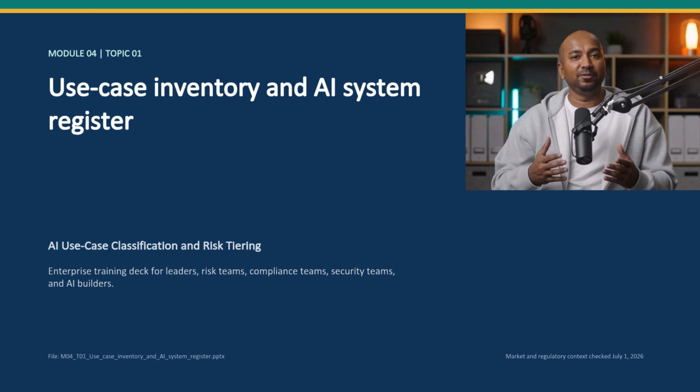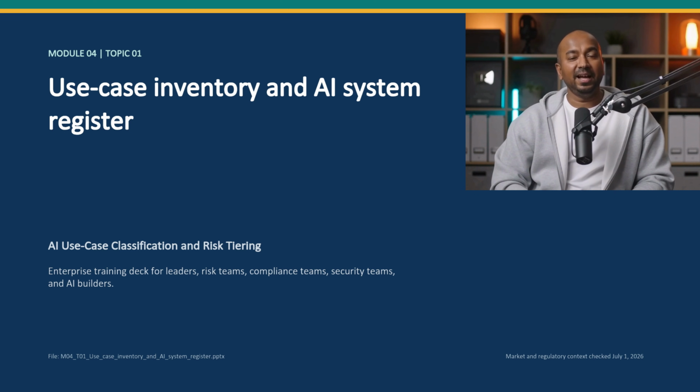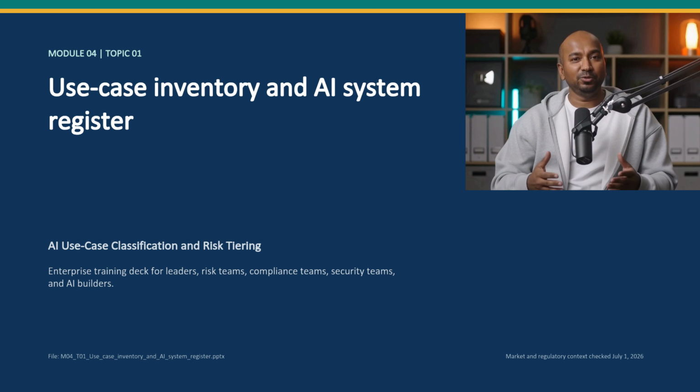The main question for this topic is simple. How does use case inventory and AI system register change the way an enterprise makes decisions, assigns accountability, operates controls, and proves that the controls worked? As we go through the slides, listen for the movement from idea to execution. We will start with the concept, then move through risks, workflow, tools, implementation, and a short classroom exercise.